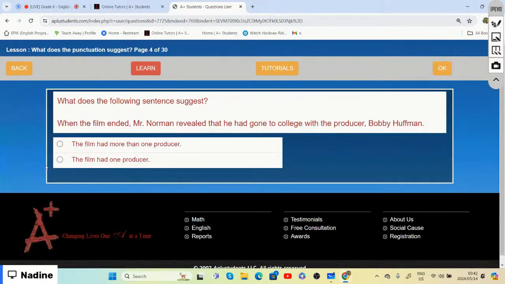When the film ended, Mr. Norman revealed that he had gone to college with the producer, Bobby Huffman. So when the film ended, Mr. Norman revealed that he had gone to college with the producer, comma, Bobby Huffman. So if we look at that sentence, what does it suggest? Does it suggest that the film had more than one producer, or only one producer?